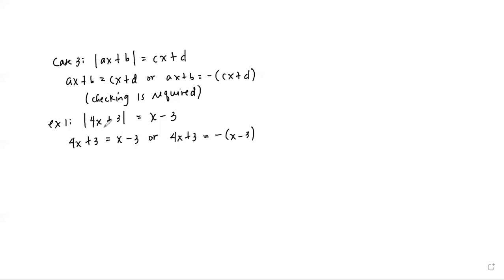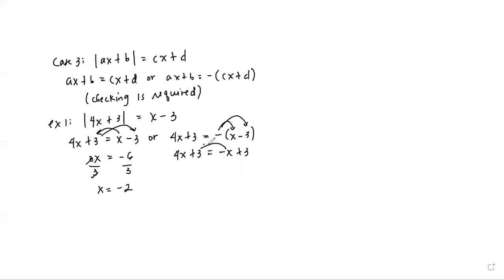So for the first equation, transposing x to the left side, we get 4x minus x, which is 3x. And then positive 3 will be transposed to the right side. So negative 3 minus 3 is negative 6. So dividing both sides by 3 will give us x equal to negative 2. Now for the second equation, we need to distribute the negative sign. So we have 4x plus 3 is equal to negative x plus 3.